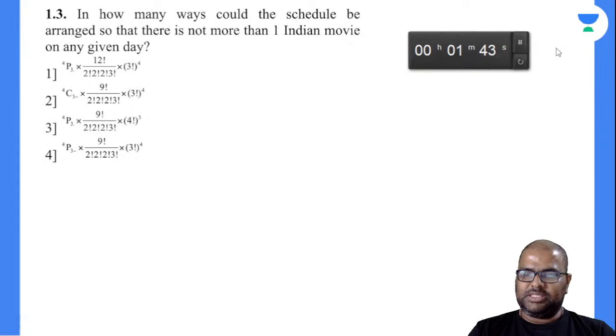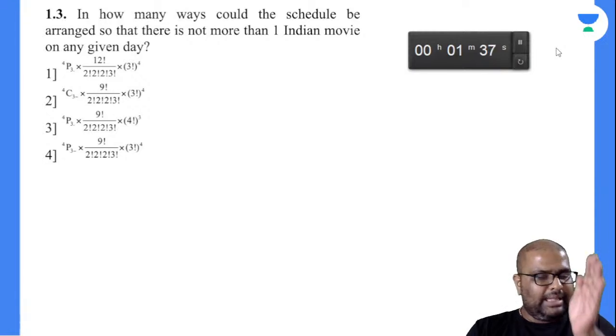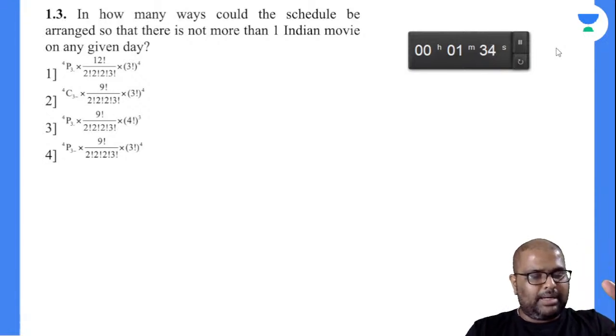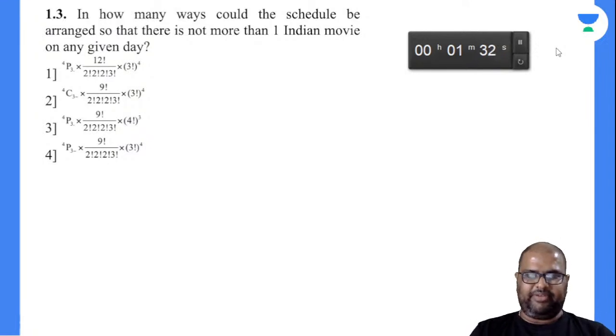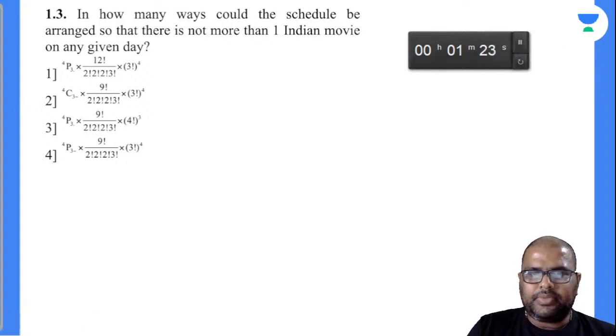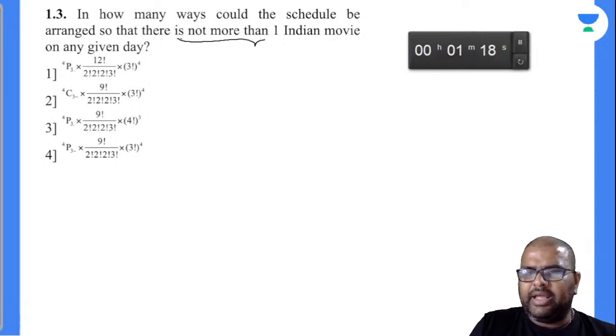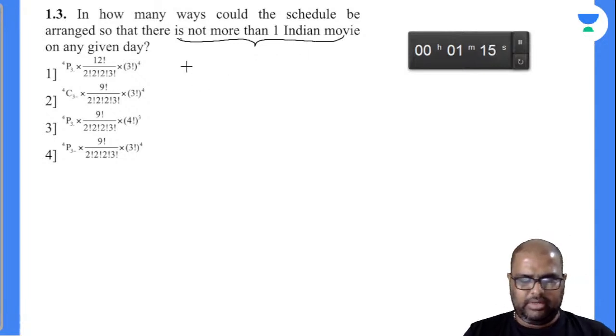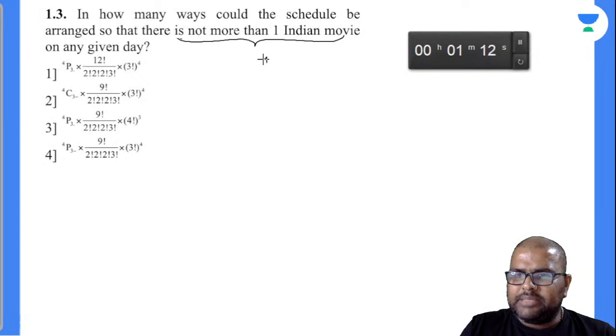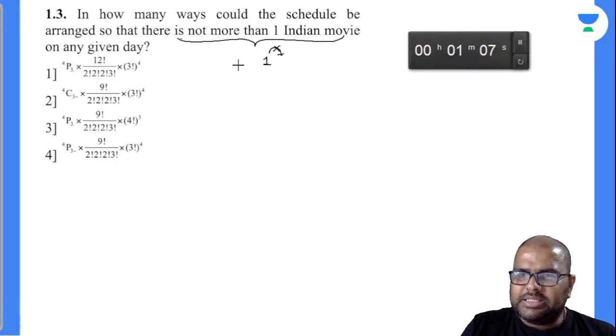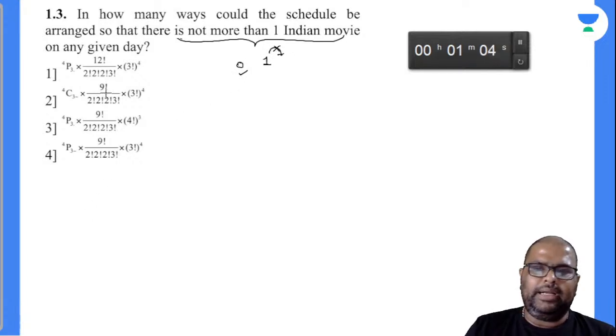Let's see how many can solve this. In how many ways? So see here, in PNC, break them into simple parts, answer those simple parts, and then connect all those things, you will get the answer perfectly. In how many ways could the schedule be arranged so that there is not more than one Indian movie on any given day? Not more than one Indian movie means, see here, maximum one only. It cannot go beyond. Of course, there can be 0 also. This is valid, right? So this is the condition there.